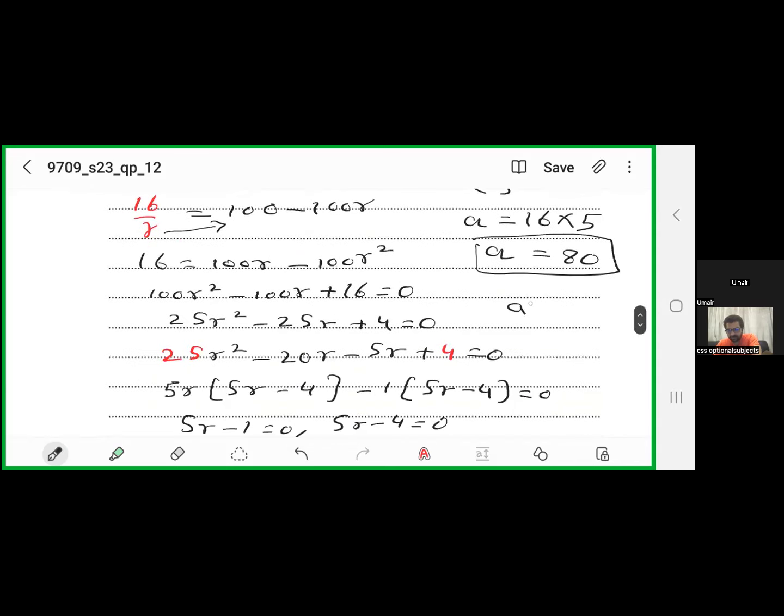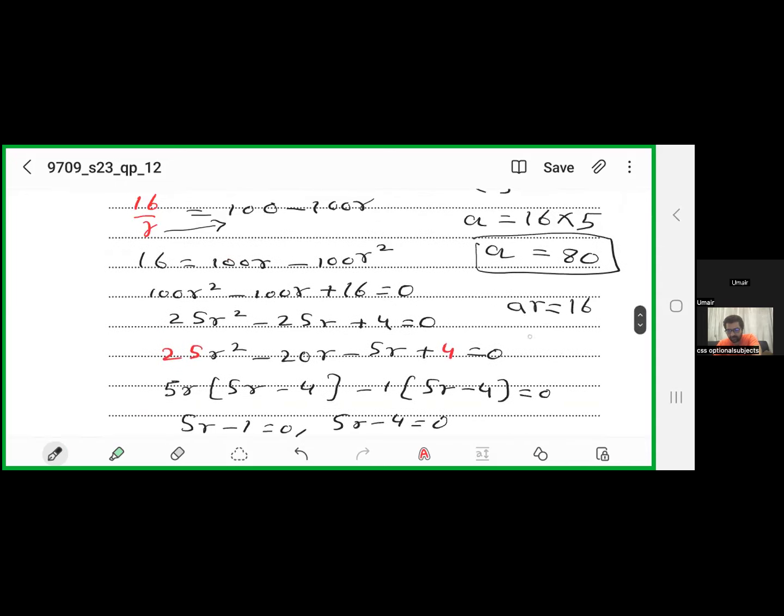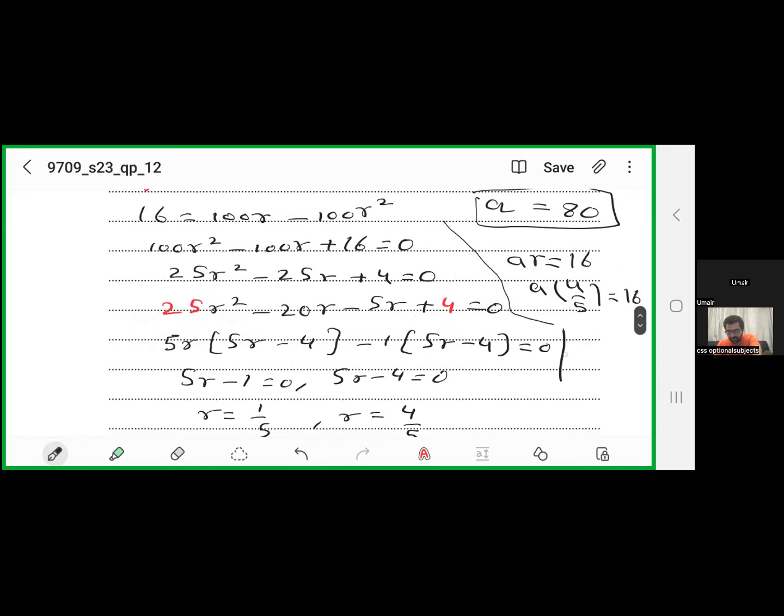Second value can also be calculated using this. AR is equal to 16. That is 4 over 5. R is 4 over 5, a times 4 over 5 is equal to 16. So you can find the second value of A. This is 20. So the two answers are A is 20 and A is 80. You can find your solution like this.